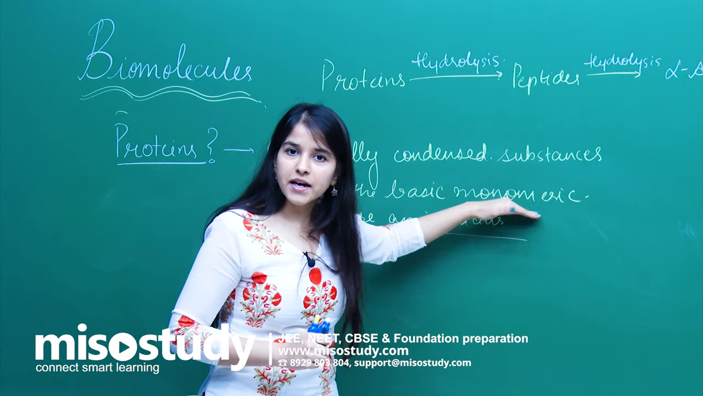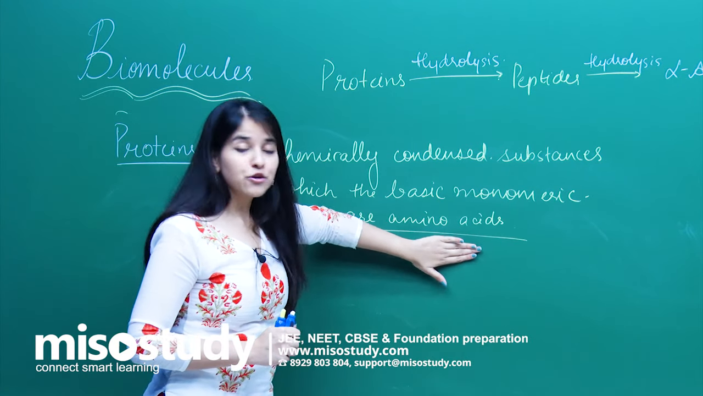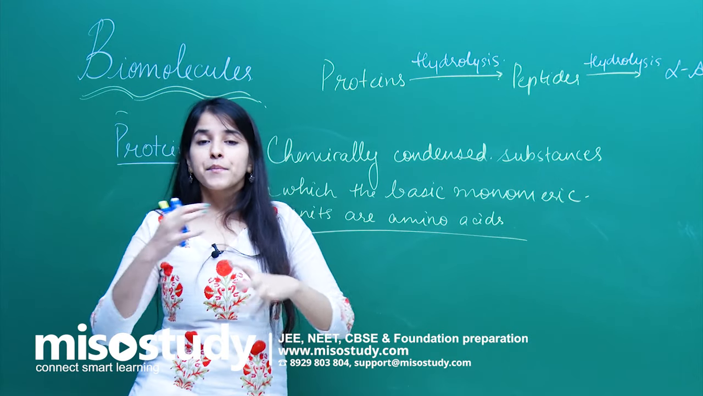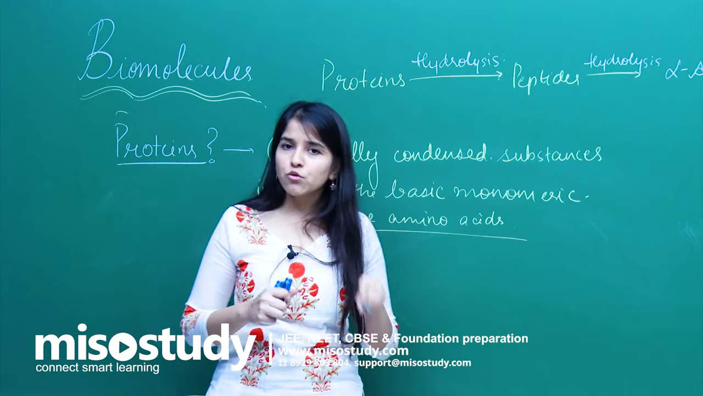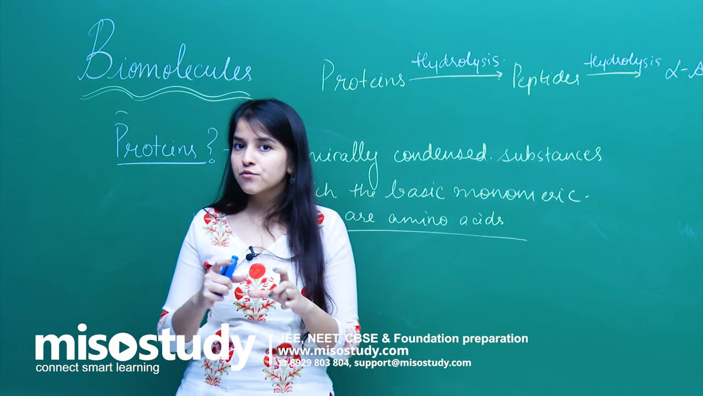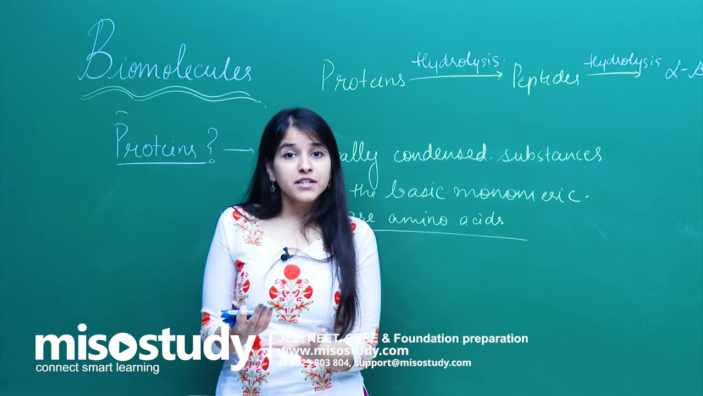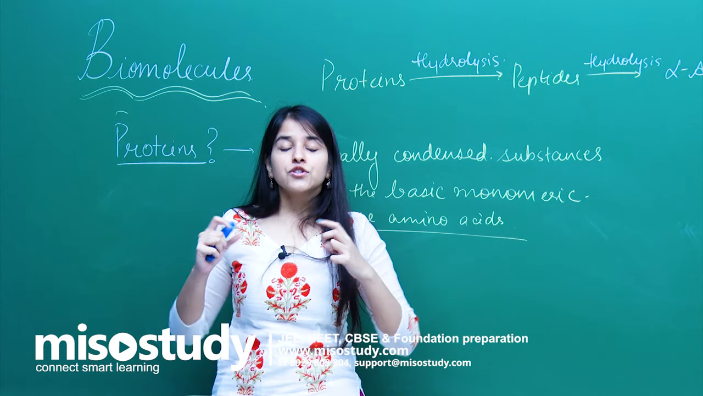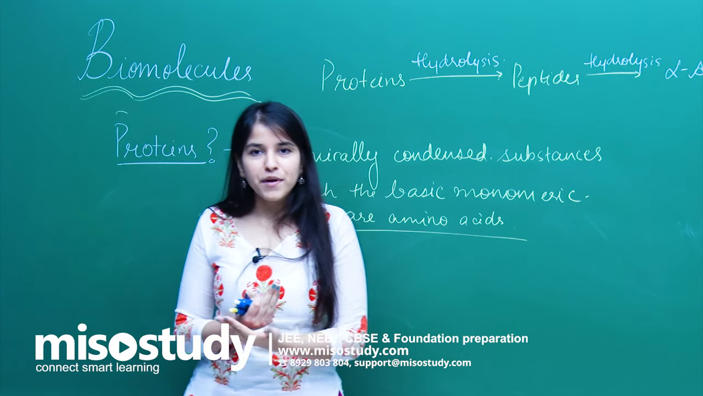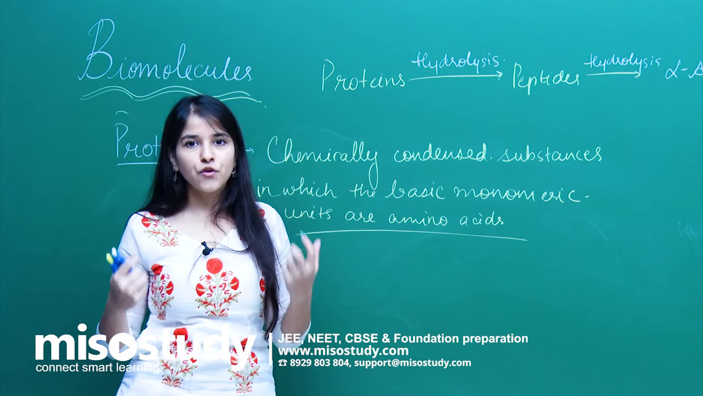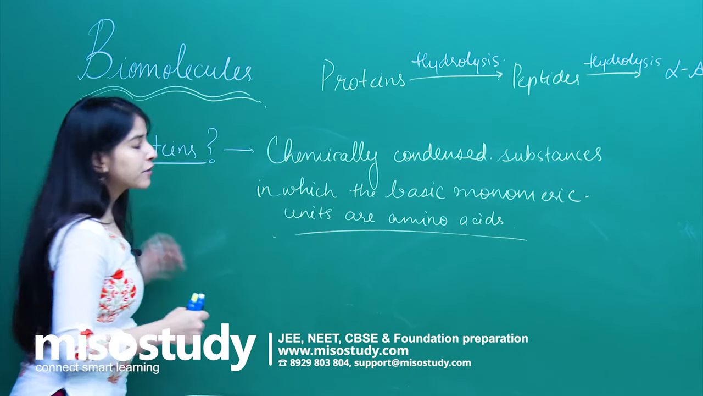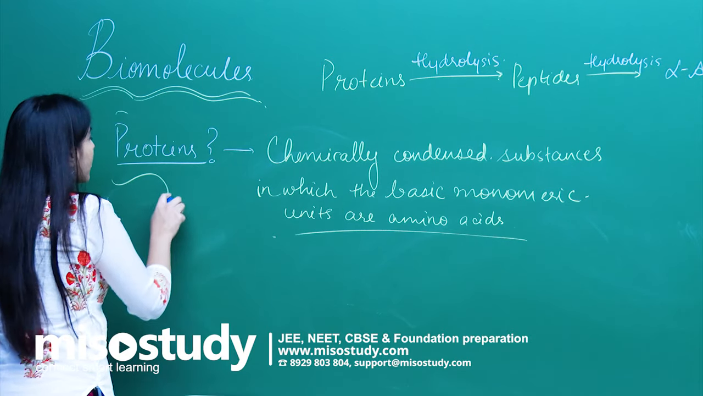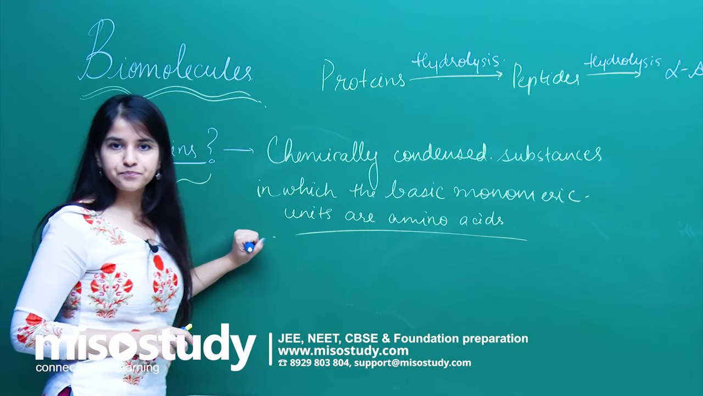And monomers, I am calling it amino acids over here because there are a large number of types of amino acids. You cannot say that only one kind of amino acid is involved, but it can be different types of amino acids as well. So different types of amino acids will combine to form a chemical substance, a polymer kind of unit, which is known as nothing but the proteins. So I hope you are getting the definition here.